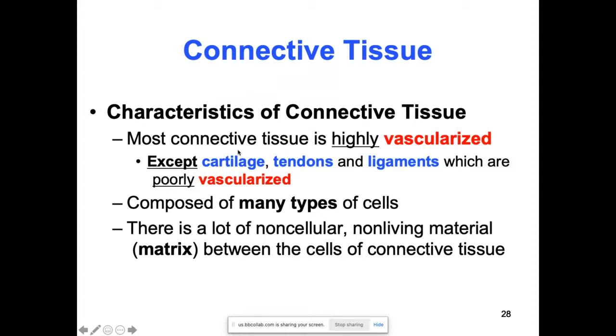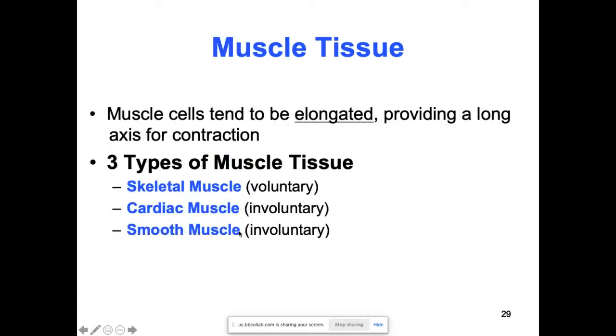Okay, so some of the characteristics of connective tissue. Most connective tissue is highly vascular, with a good blood supply, except cartilage, tendons, and ligaments. Of these three, tendons have the best blood supply. Ligaments probably come in second place, and third place would be cartilage. It gets a little bit worse. Okay, so that brings a close to connective tissue.